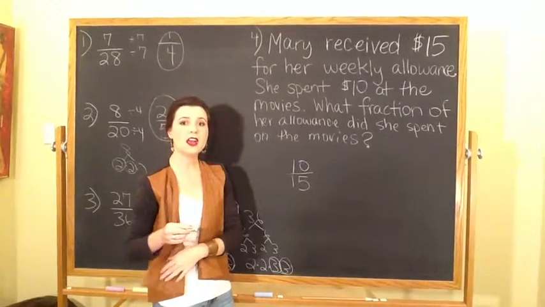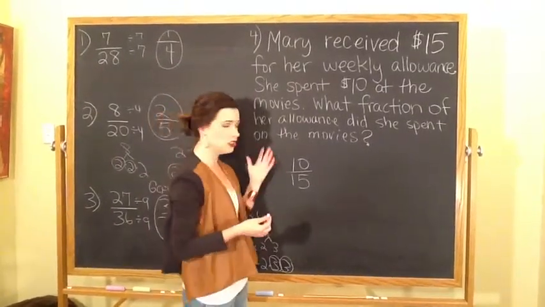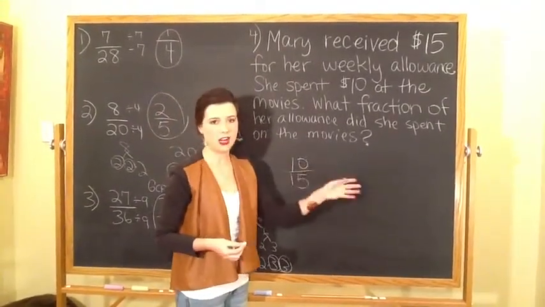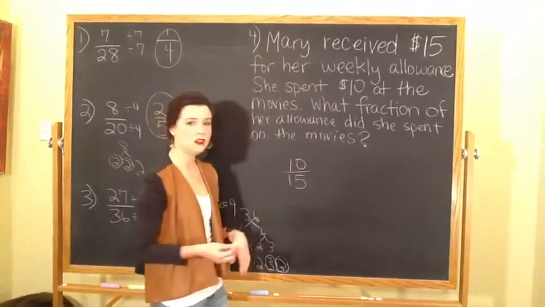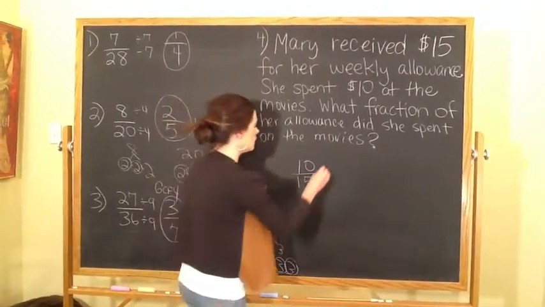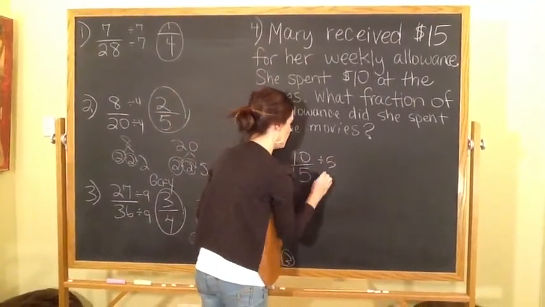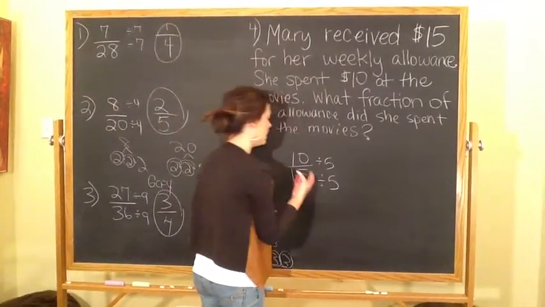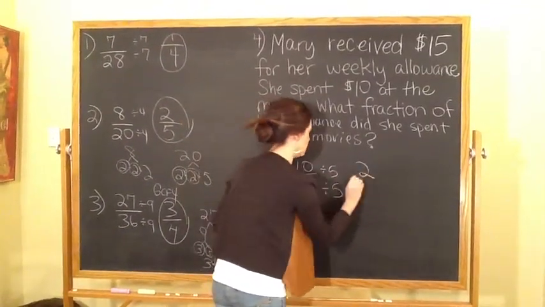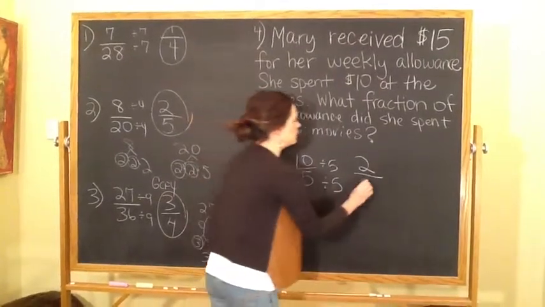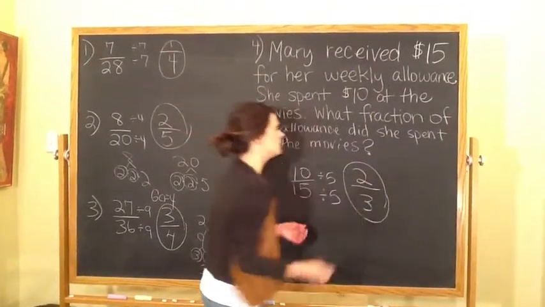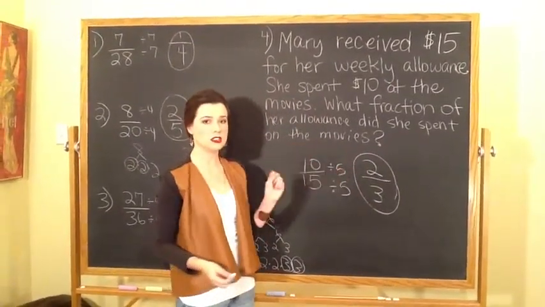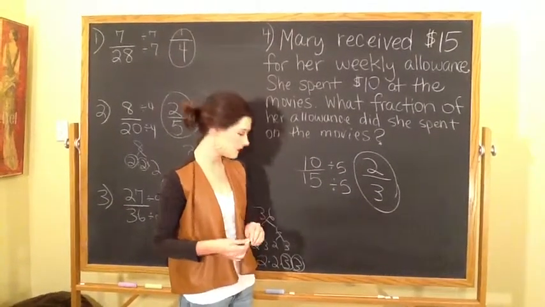So now we're going to just start simplifying. I'm going to do it by taking out a factor at a time. So I know that 10 and 15, 5 goes into both. So I'm going to take out 5 of the numerator and the denominator. So 10 divided by 5 gives you 2. And then 15 divided by 5 gives you 3. So our final answer is that she spent 2/3 of her allowance on going to the movies.